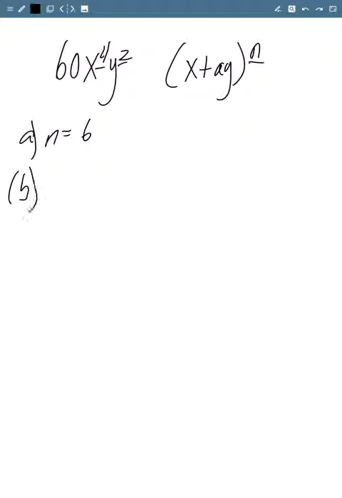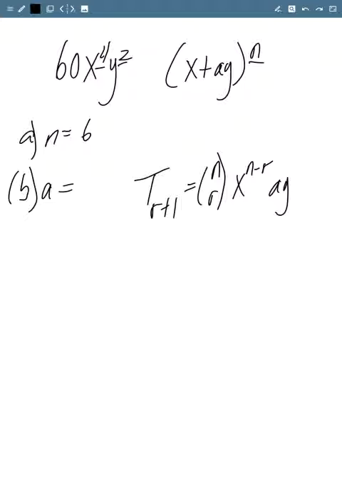Question B asks us to find a. And in order to find a, we need to use the general term formula, which was written down incorrectly on my mark scheme on Friday. The correct formula is t sub r plus 1 is equal to n choose r times the first term of the binomial, x to the n minus r, and then the second term, which in our case is ay, to the r power, the whole thing.